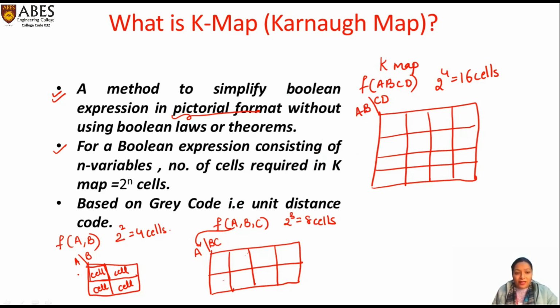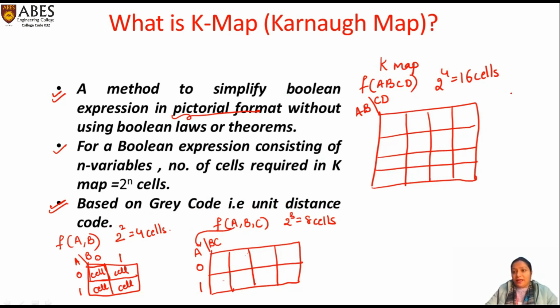Now here A can take the value 0 or 1, B can also take the value 0 or 1. Now what about the values of B and C here? Coming to the third point, K-map is based on gray code, that is unit distance code. Now what is a gray code or a unit distance code? Let us understand.